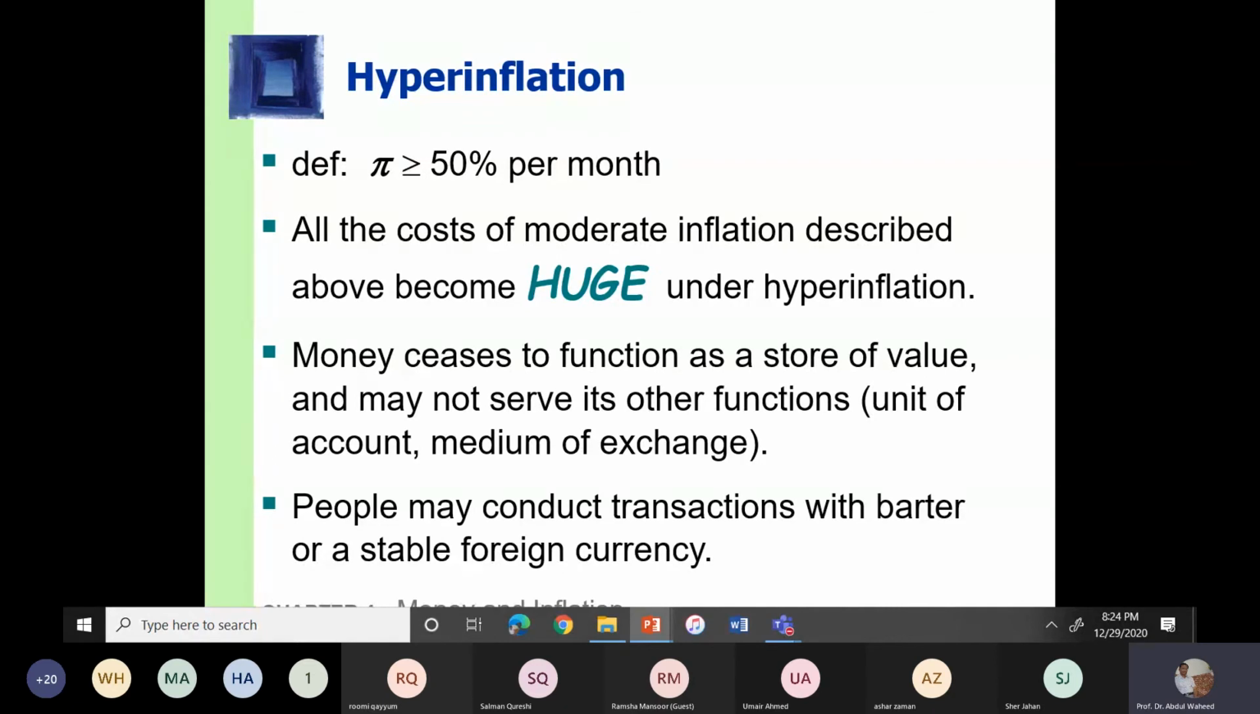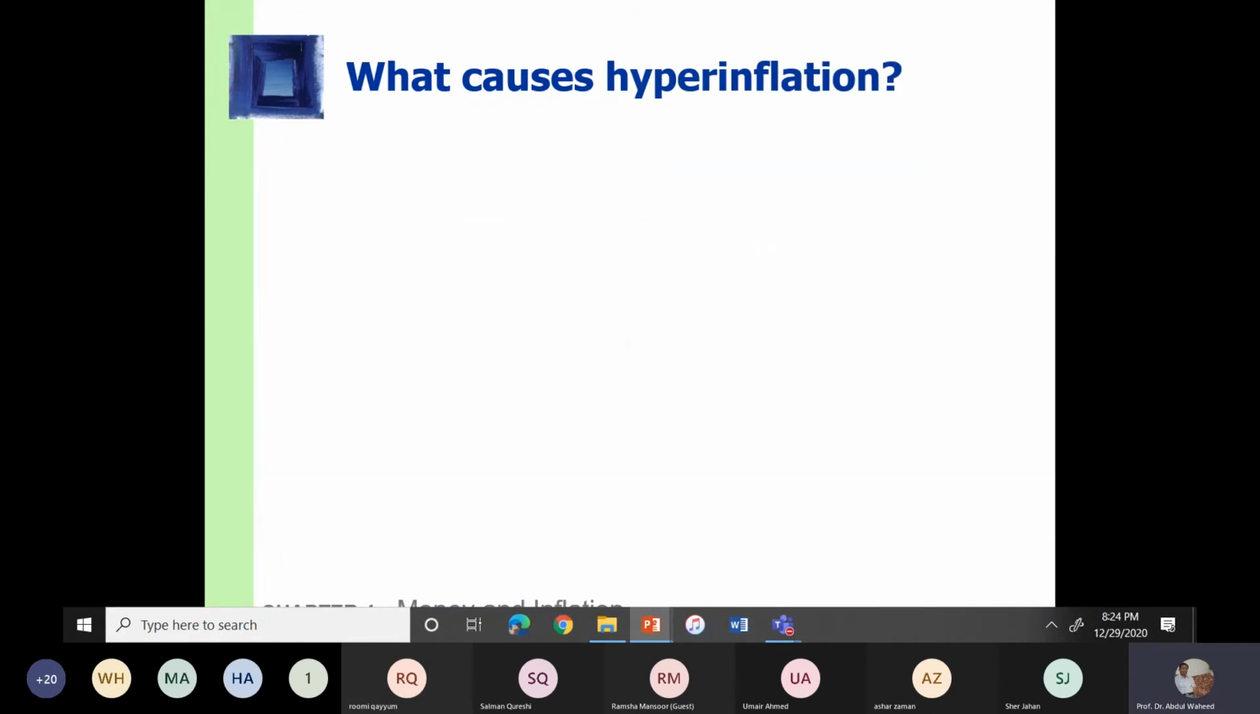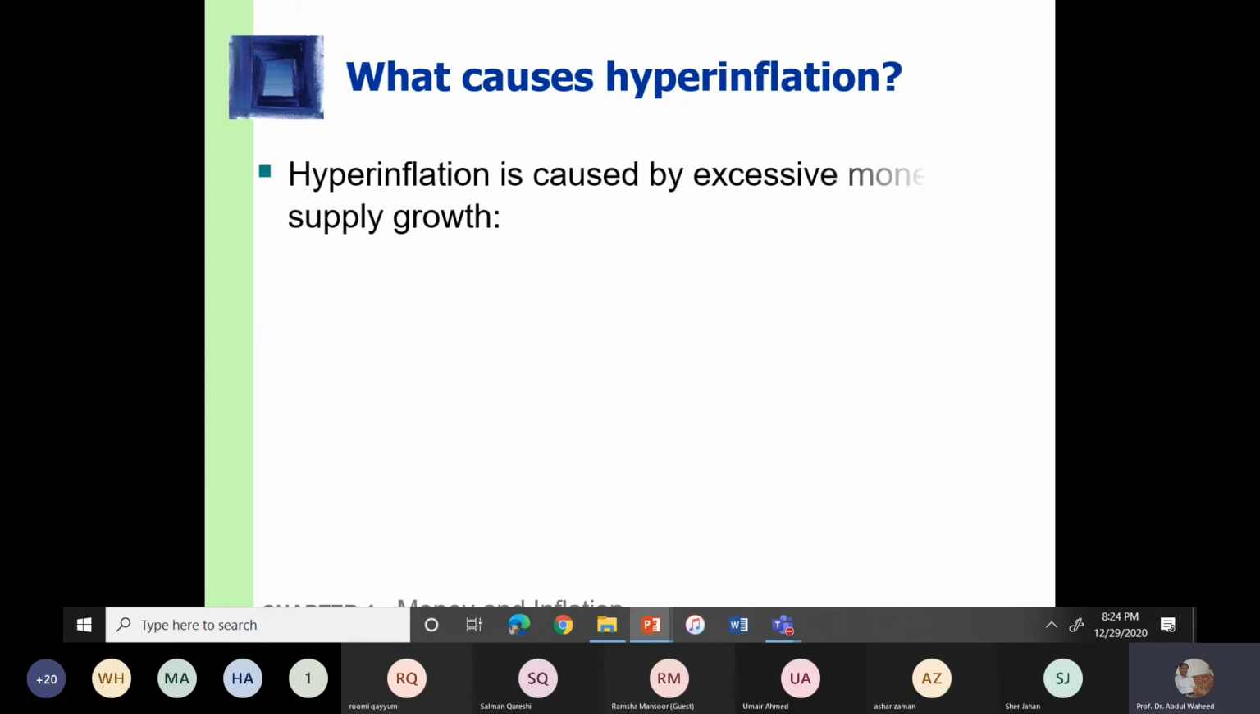So then, if there is hyperinflation in the economy, then people will conduct their transactions with direct exchange of goods and services. So there will be a barter system, or they will use some stable foreign currency. Then, what causes hyperinflation in the economy? This is money supply growth rate. So hyperinflation is caused by excessive money supply growth rate. So if your money supply growth rate is high, you know that it will be transformed into inflation rate.